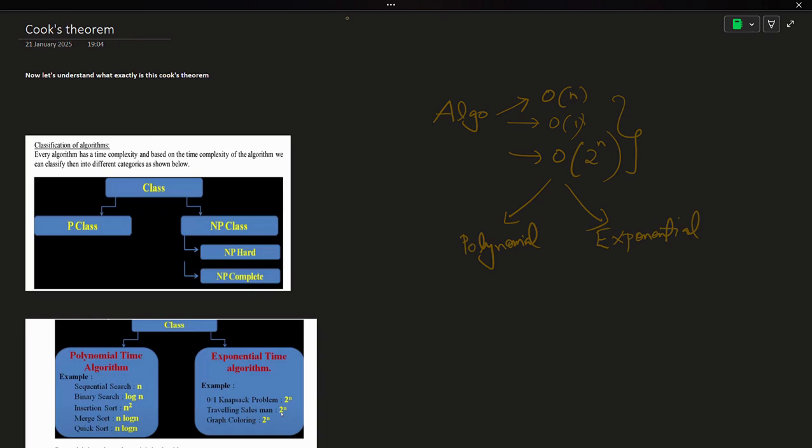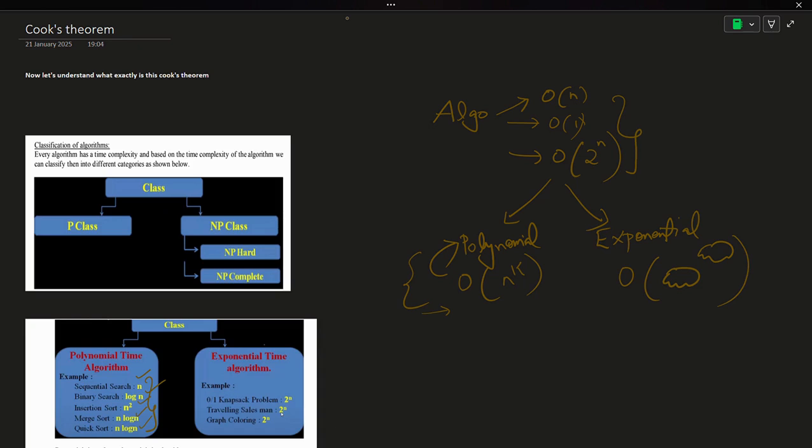The algorithms whose time complexity is of the form big O of n to the power of k are said to be polynomial time complexity algorithms, and the algorithms whose time complexity is of the form some constant power variable are called exponential algorithms. Examples of polynomial time complexity algorithms could be linear search, binary search, insertion sort, merge sort. All these algorithms are taking polynomial time.